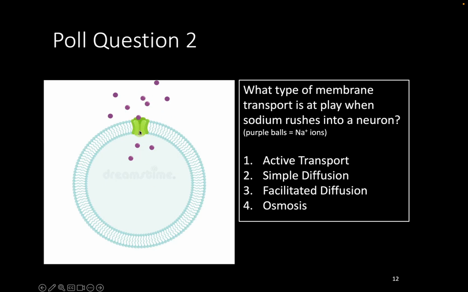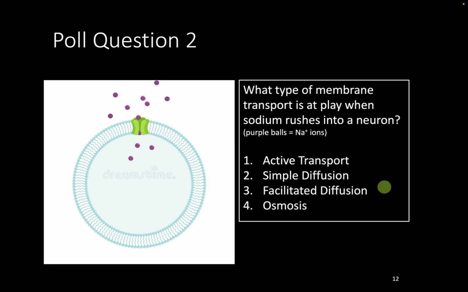And we see that it's using a channel. And even if you didn't see the channel, it says sodium ion here. Ions cannot cross the membrane like this, right? They cannot. They need help. So that tells us that we are looking at number 3, facilitated diffusion.